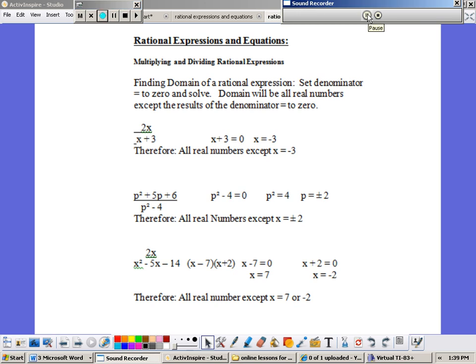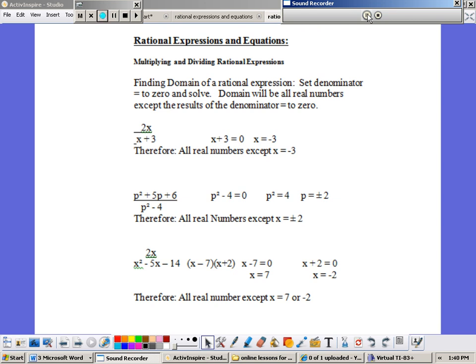Okay, today we're going to talk about rational expressions and equations, and it's very important that you know how to factor by this point. We've been factoring using slide and divide, so that's what I'm going to be doing here when we get to factoring. Okay, multiplying and dividing rational expressions.